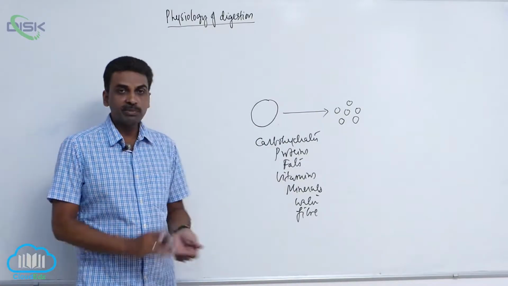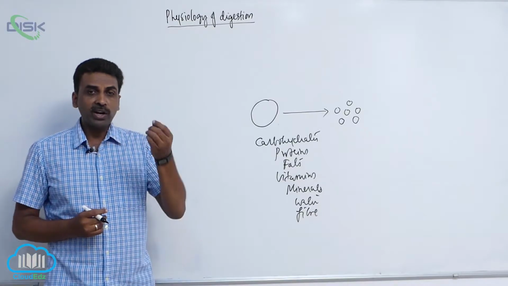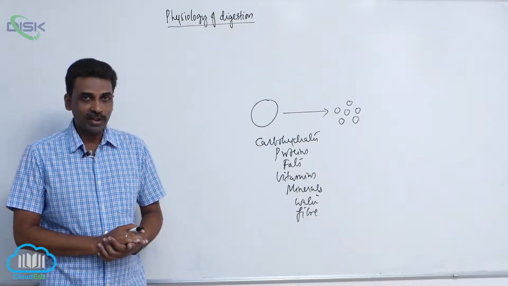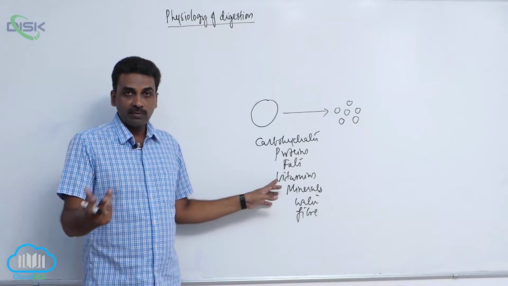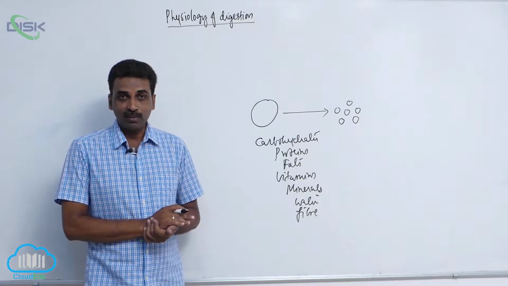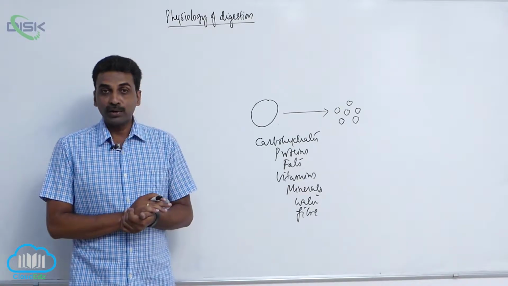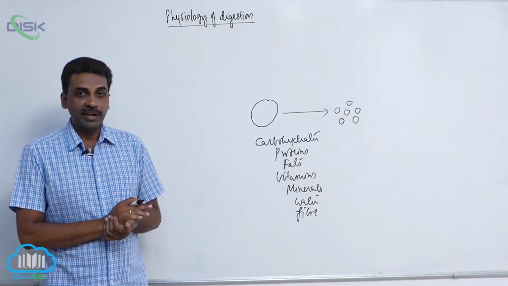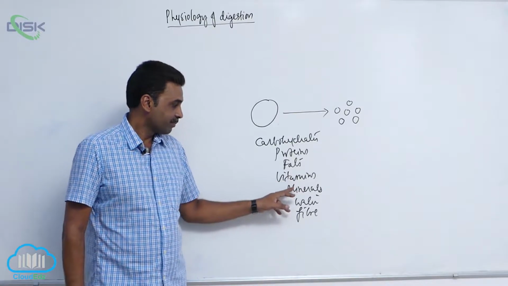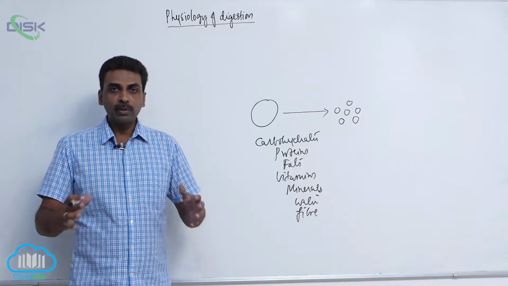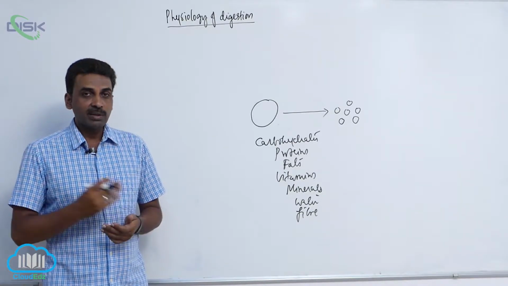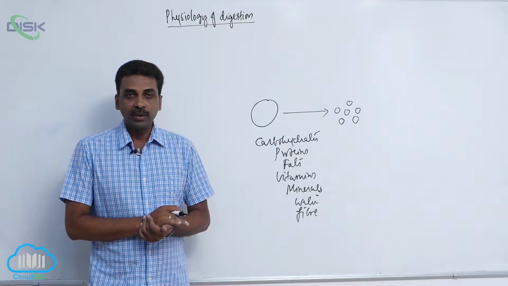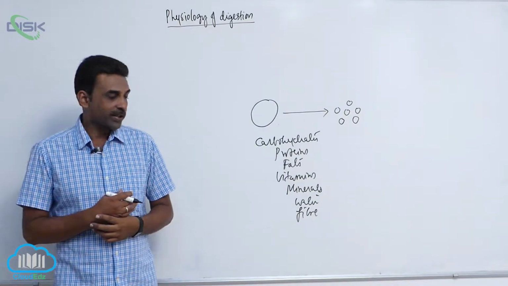The other things, vitamins, are organic substances which are required in very, very small quantities. But they have vital functions in the body. Some vitamins are water soluble, some are fat soluble. Water soluble includes B complex and vitamin C. Fat soluble includes vitamins A, D, E, K. Minerals. There are minerals which are required in larger quantity. Some minerals are required in small quantity. So macro minerals and micro minerals. Each mineral has multiple functions in our body.